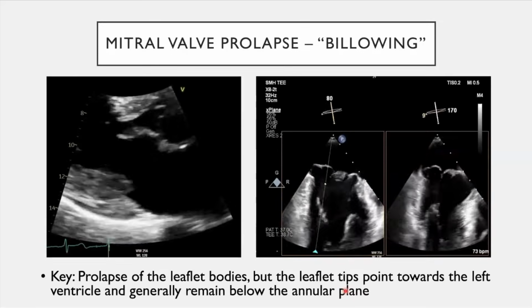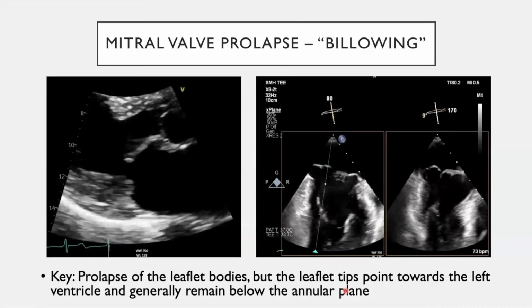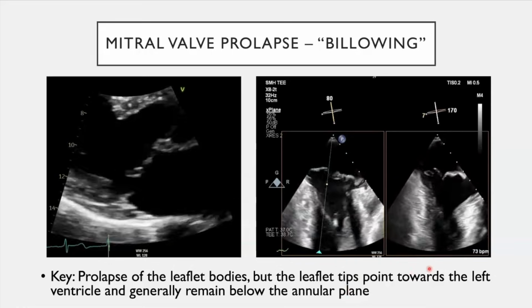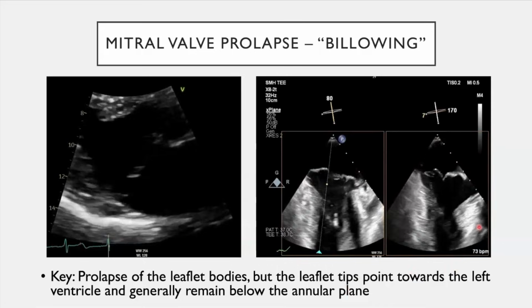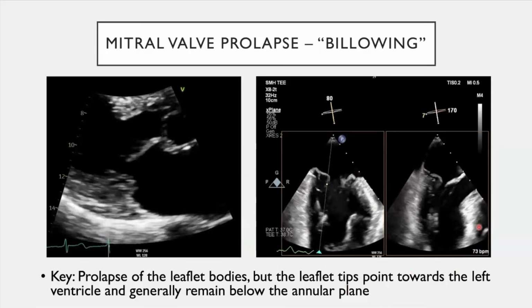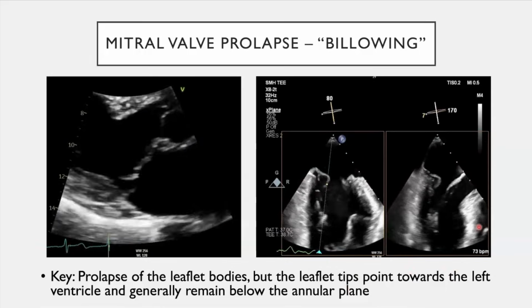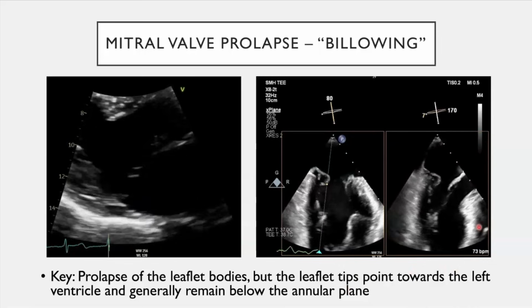This is the same patient, but looking at a transesophageal echocardiogram, the mid-esophageal view. Here we can nicely see this billowing of the mitral valve leaflets, where, again, the leaflet tips are at the level of the annular plane, but are still pointing towards the left ventricle, with severe prolapse of both leaflets.